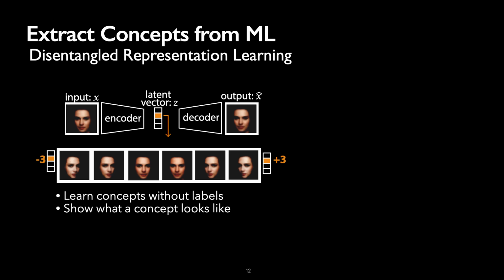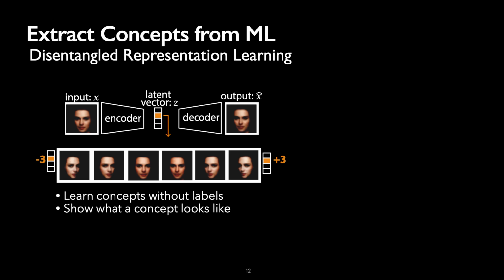Disentangled representation learning is a promising method to achieve this goal. The model aims to disentangle concepts and encode them in separate latent dimensions. For example, the value of the second latent dimension is related to the angle of the human head. By changing the value of this dimension, we can see that the head angle gradually changes in the synthesized images. Therefore, disentangled representation learning can learn concepts without labels and, more importantly, show users what a concept looks like.